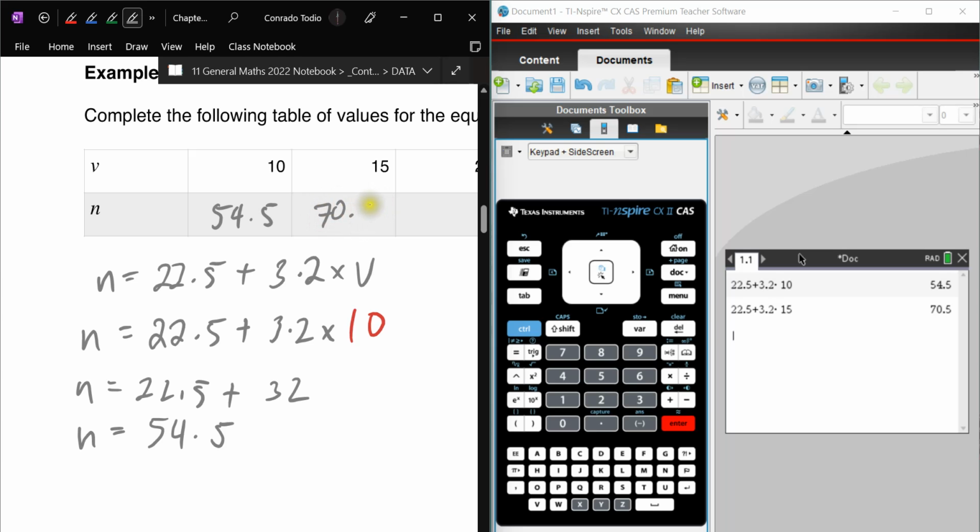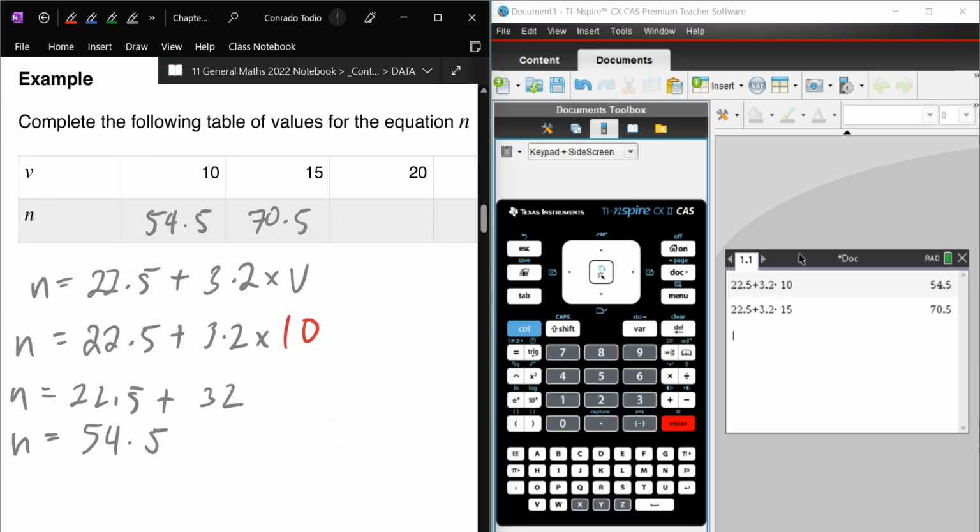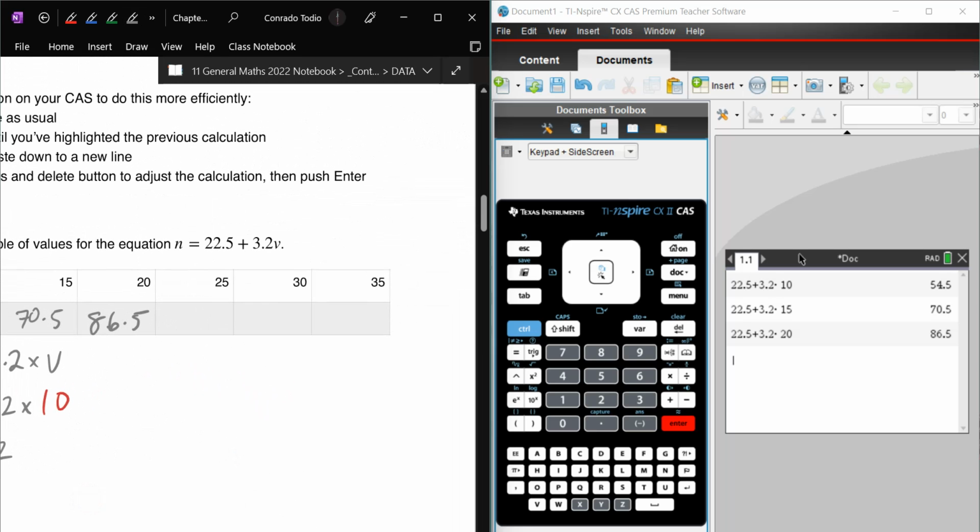Okay, and we can keep going to figure out the rest of the values. So enter, delete that, and then that'll be 20. Okay, so 86.5. Got another 3. Okay, cool. So it's essentially repeating what you're doing, only by copying and pasting the formula already.